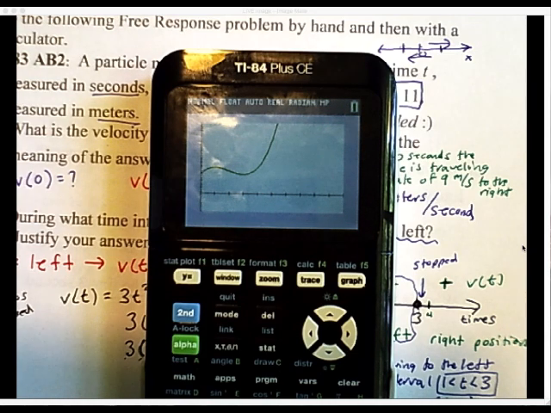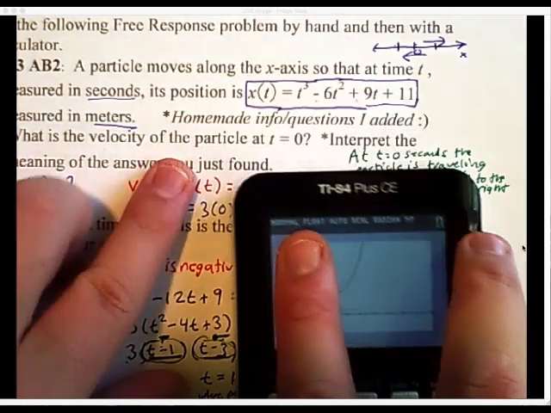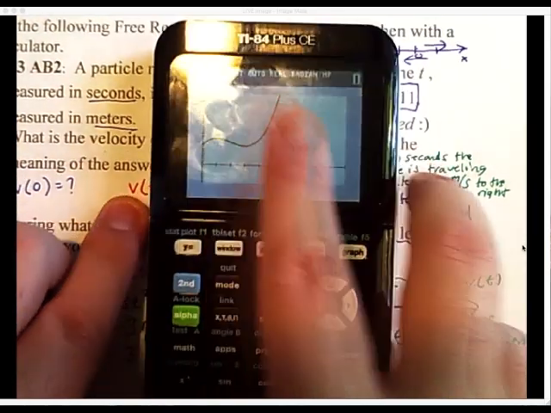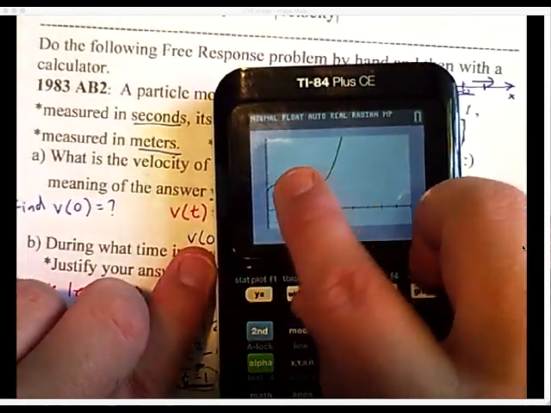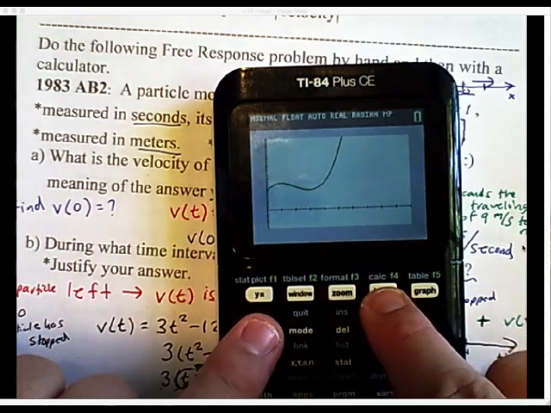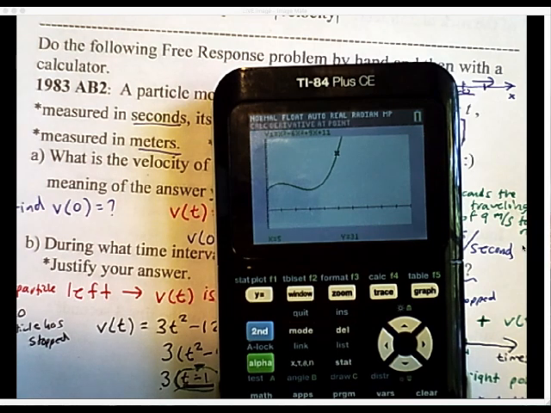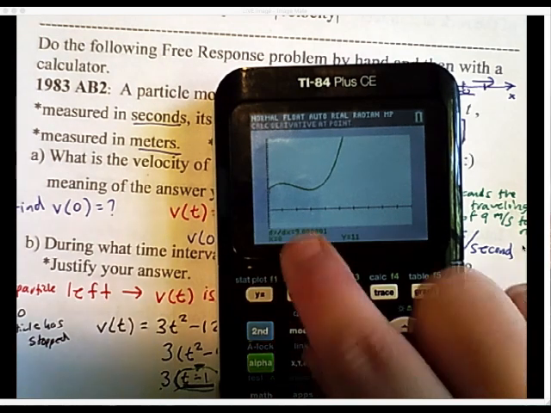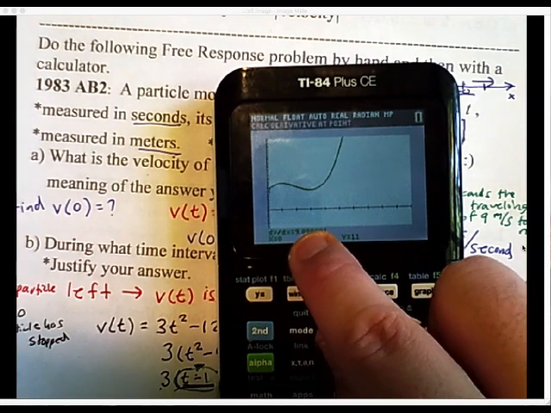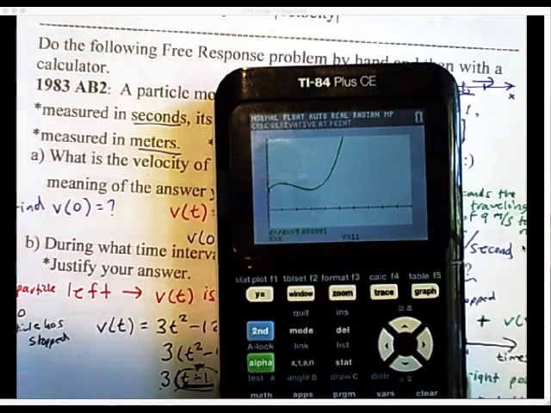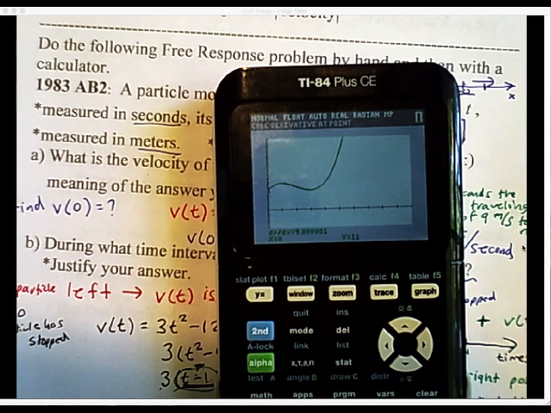So the first question, it says, what's the velocity of the particle at time 0? That's the slope of the tangent line. Here's the position. What's the slope of the tangent line at 0? Second, calculate, number 6 at time 0. What do you notice right there? It says 9. If I drew in a tangent line right here, the slope would be 9. Okay, fair enough.